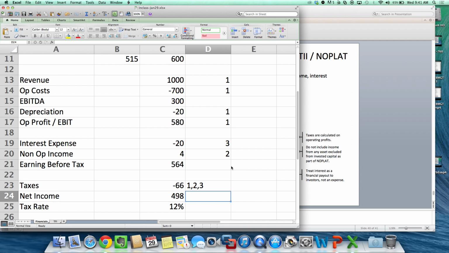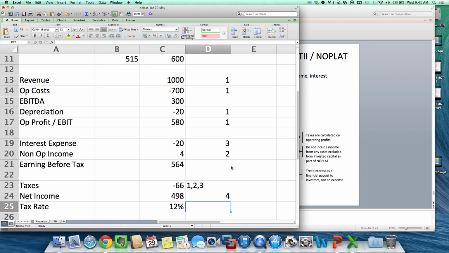Now, net income. 1, 2, 3, or 4. Who gets the net income? Theoretically, it's shareholders. So 1, 2, 3, or 4. 4.